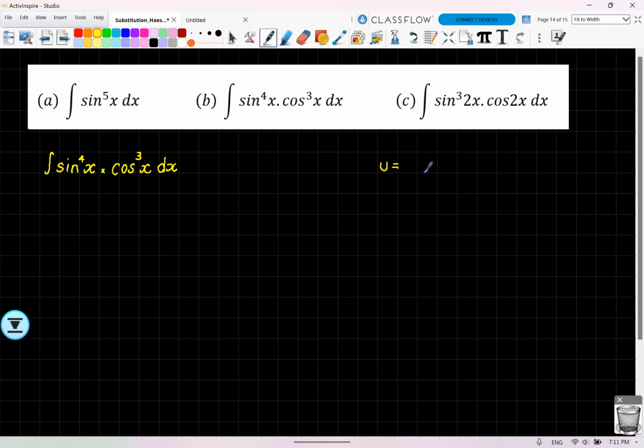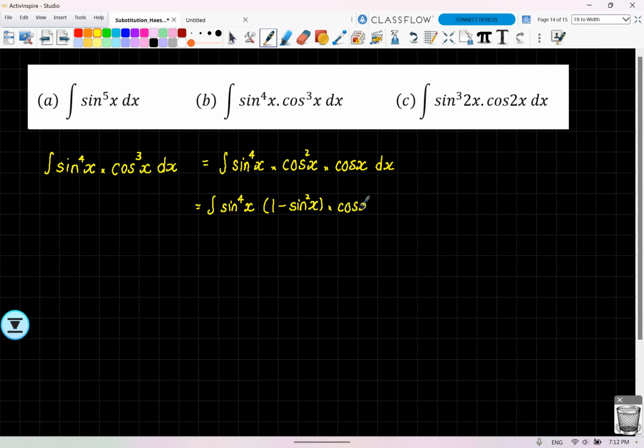So what we have to do, like we did before, is consider, where can we split? And once again, we're going to have sine to the 4x, and this time we've got cos cubed, so that can be cos squared times cos. Okay, so I can rewrite this. We can have the sine to the 4x, and I can replace cos squared with 1 minus sine squared x times cos.